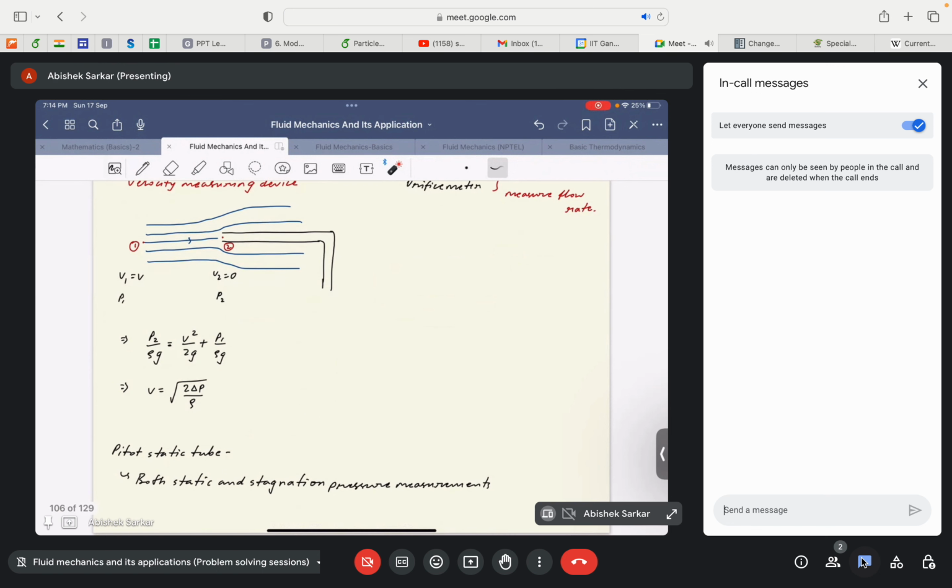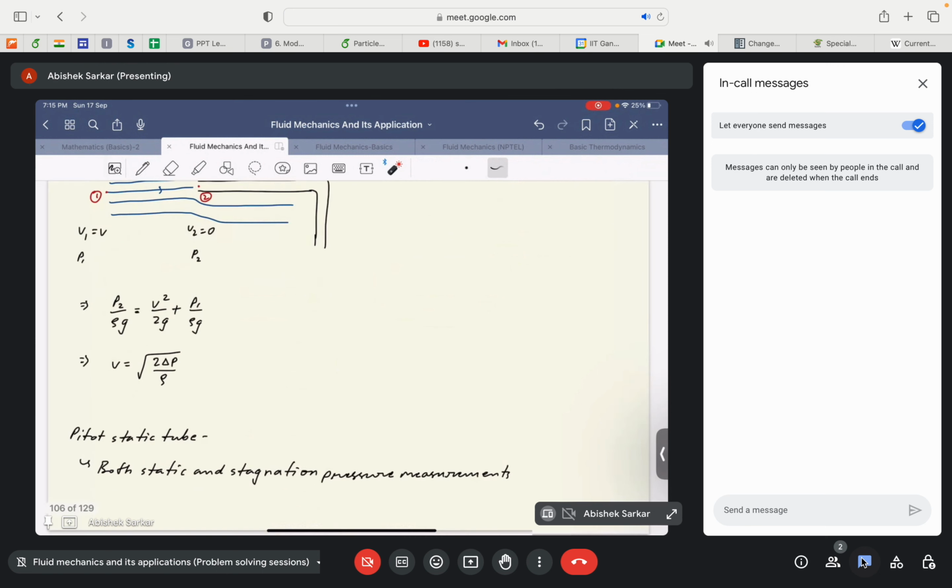So it is known as a stagnation point. If we apply Bernoulli's equation between these 2 points, assuming that this line is a streamline between point 1 and 2, you can see that at point 1 the velocity is V and the pressure is P1. Then at point 2, as we said, the velocity at the entrance of the pitot tube is taken to be 0, so V2 would be equal to 0, and there is a pressure P2.